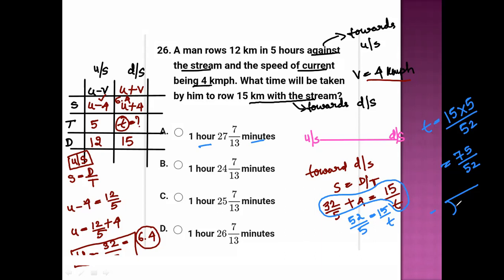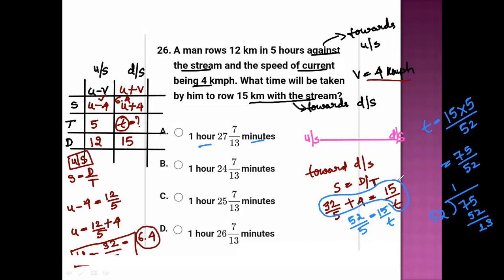Okay, so take 52 only. This is 75. 52 ones are 52. How much will you get? This is 3, this is 2. You got 23.